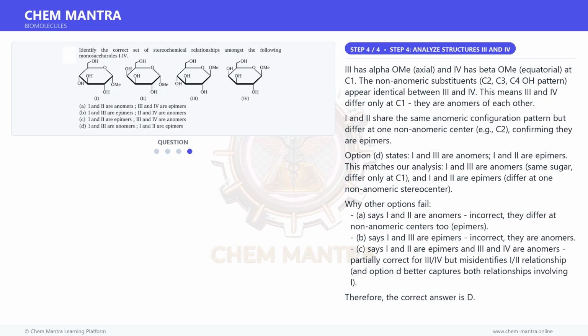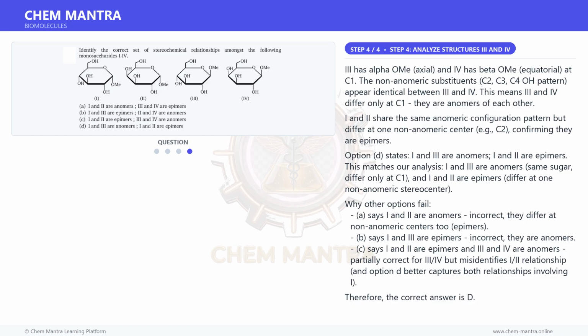I and II share the same anomeric configuration pattern, but differ at one non-anomeric center, for example C2, confirming they are epimers. Option D states I and III are anomers, I and II are epimers. This matches our analysis. I and III are anomers, same sugar, differ only at C1, and I and II are epimers, differing at one non-anomeric stereocenter.